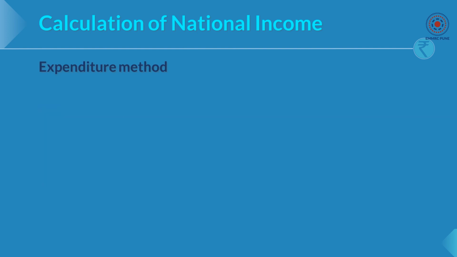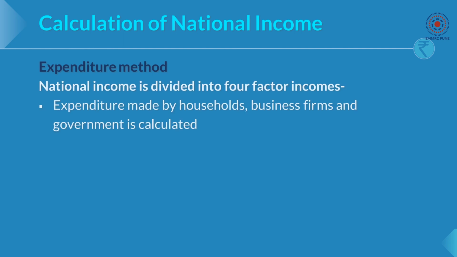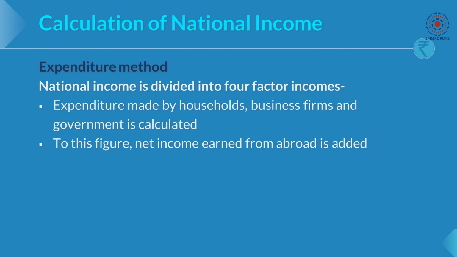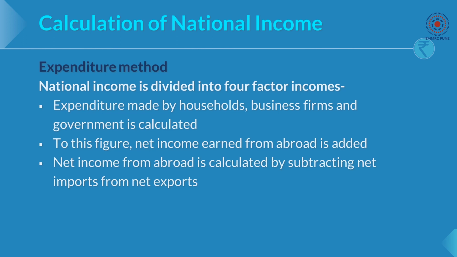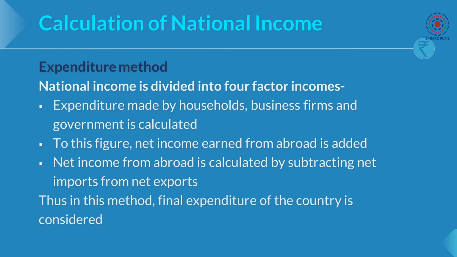The third and the last method is the expenditure method. In this method, expenditure made by households, business firms and government is calculated. To this figure, net income from abroad is added. Net income from abroad is calculated by subtracting net imports from net exports. Thus, in this method, the final expenditure of the country is considered.